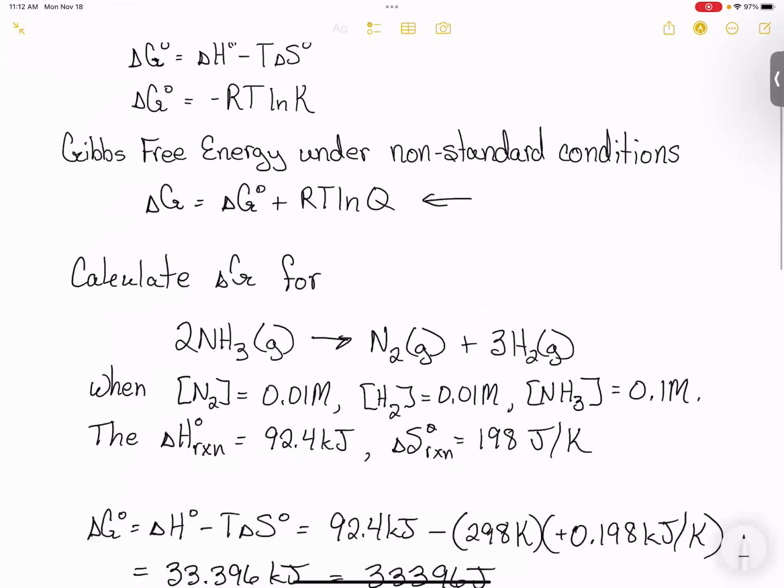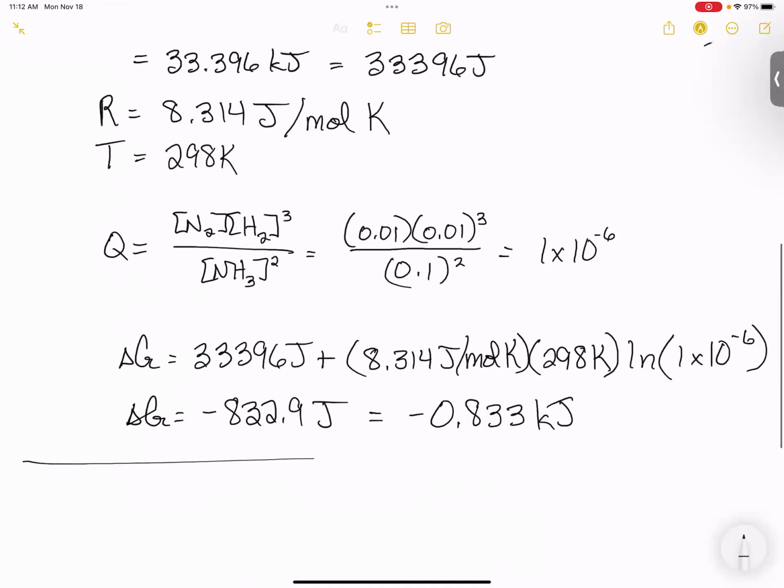Okay, let's look at one more example. It's not going to get any tougher than that. You want to know the most common mistake? People get in a hurry and they don't write out their Q expression, and they wind up forgetting to square and cube where appropriate in this type of reaction. That's actually where they get into the most trouble.